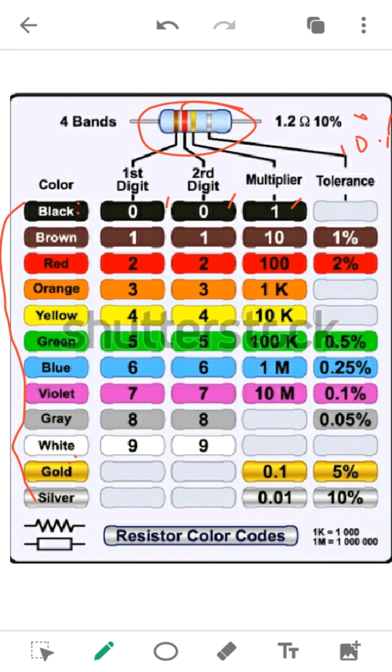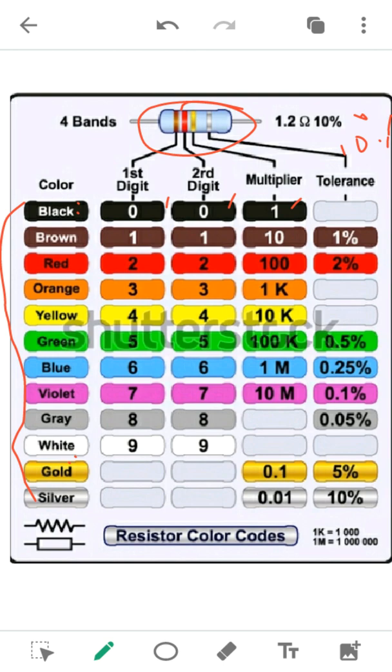For brown, the second digit is 1 and the multiplier is 10. Tolerance is 1%. Red is number 2, again the second digit 2, then the multiplier will be 100. Tolerance is 2%. Orange is 3, that is 1k, and 1k is 1000. Then yellow is 4, and 10 raised to 4, that is 10k. Then green is 5, 100k. Blue is 6, 1 million, that is 10 raised to 6.